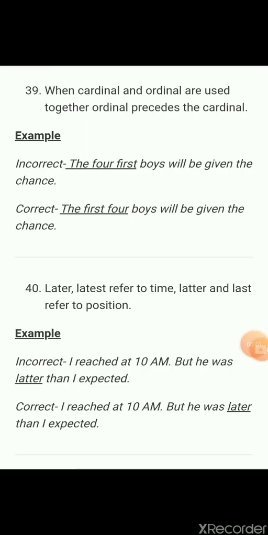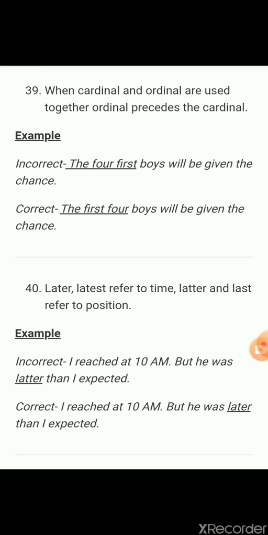Rule number 39: when cardinal and ordinal are used together, the ordinal precedes the cardinal. You know the ordinal and cardinal numbers, okay? If you don't know, please look at the sentence, you will come to know. "The four first boys will be given the chance." The four first, okay? 1, 2, 3, 4 are cardinal numbers, and first, second, third, fourth are ordinal numbers.